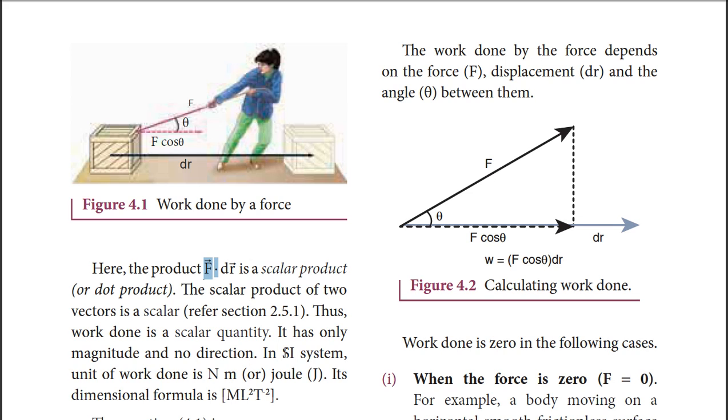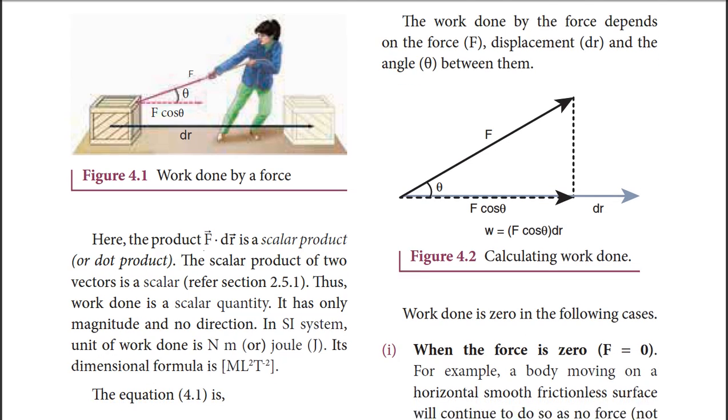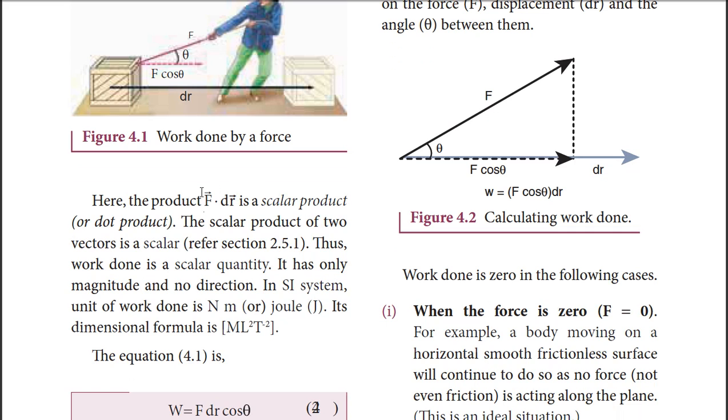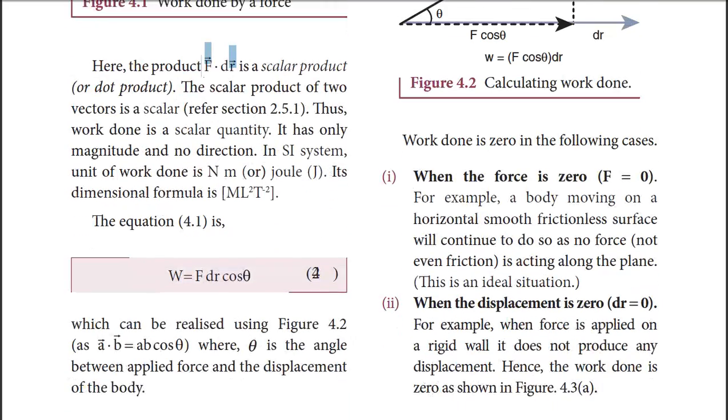So for work done it is Newton into meter. Okay, so the SI unit of work done is Newton meter or joules, and its dimensional formula is given by ML square T power minus 2. And as we know, this is a scalar product, work done W equal to F vector dot dr vector. The dot product expansion, if it is A vector dot B vector, can be written as AB cos theta. Likewise, here F vector dot dr vector can be written as F dr cos theta.